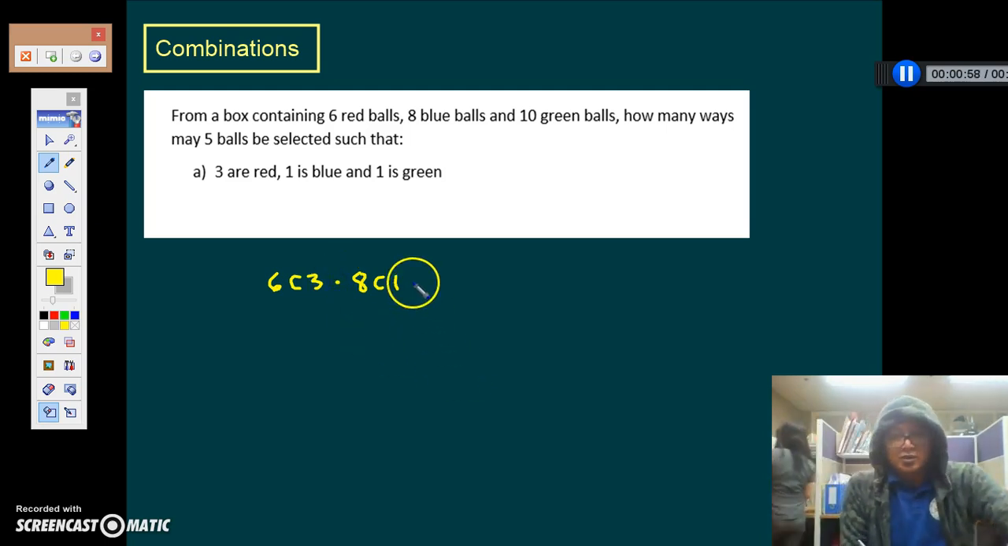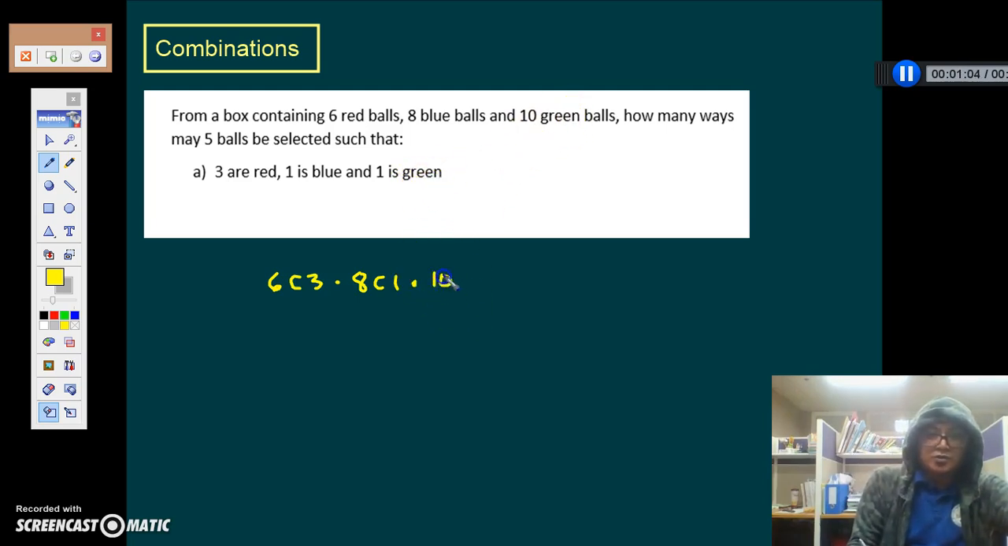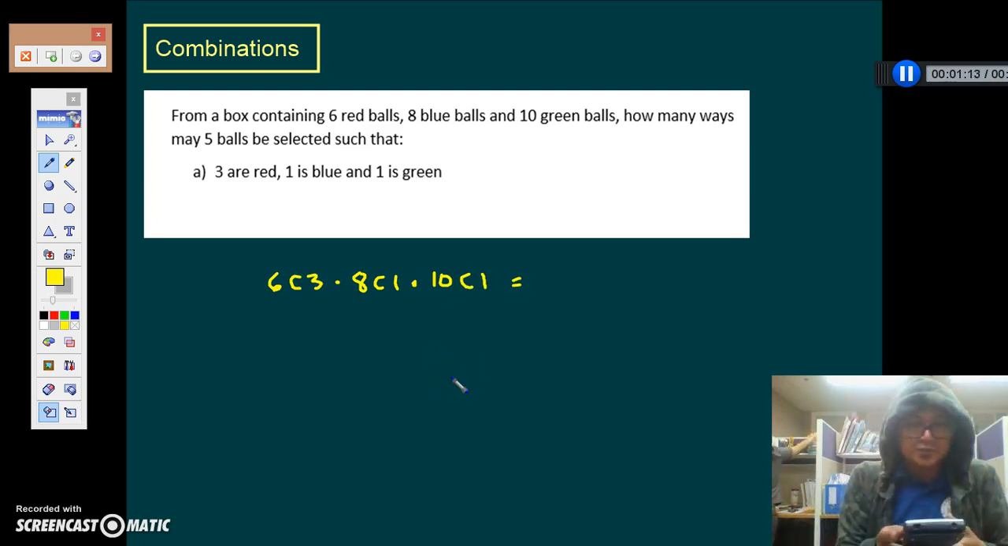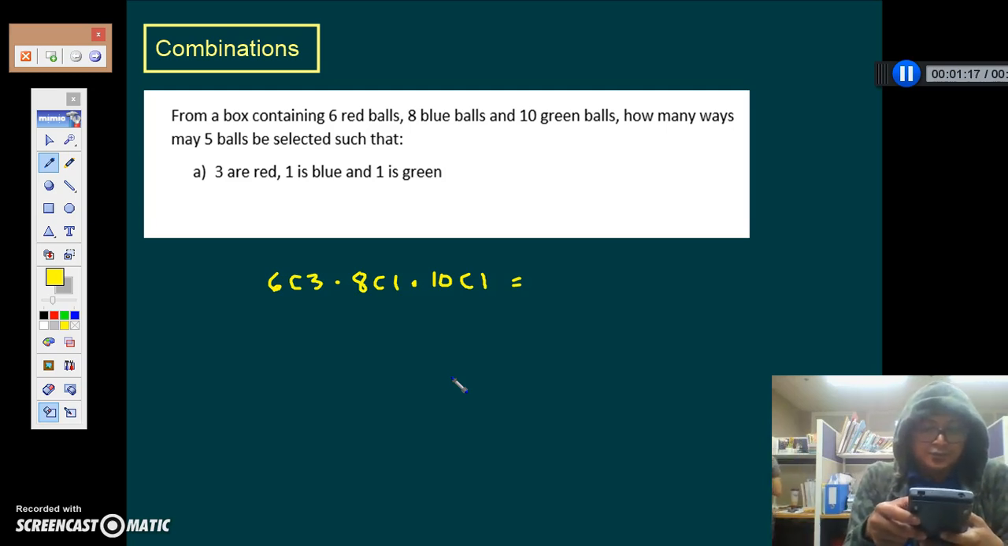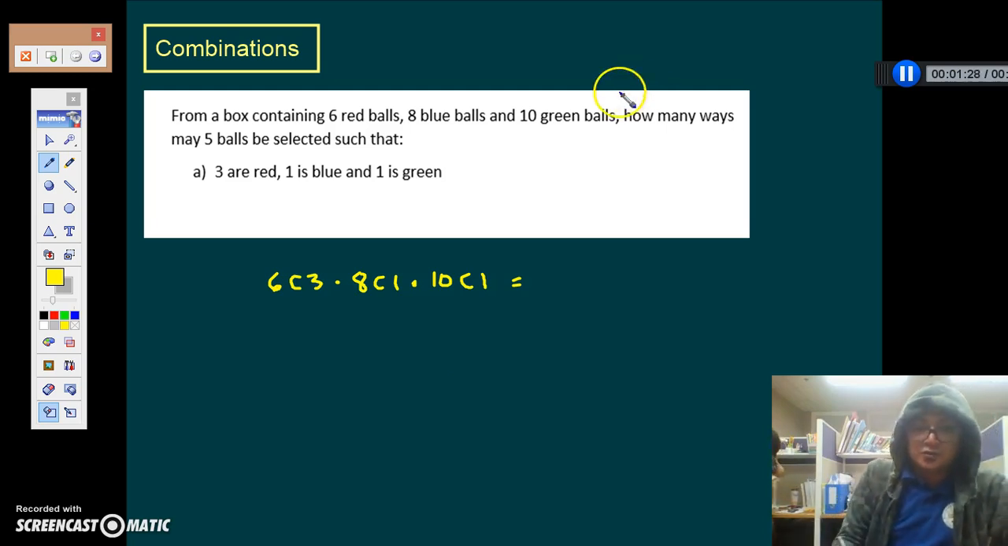The last step would be selecting the 1 green ball from the 10 green balls. It's simply 10C1 or 10 choose 1. So just multiply these 3 and you get, calculator, so that's 6C3 times 8C1 times 10C1, that will be 1,600.